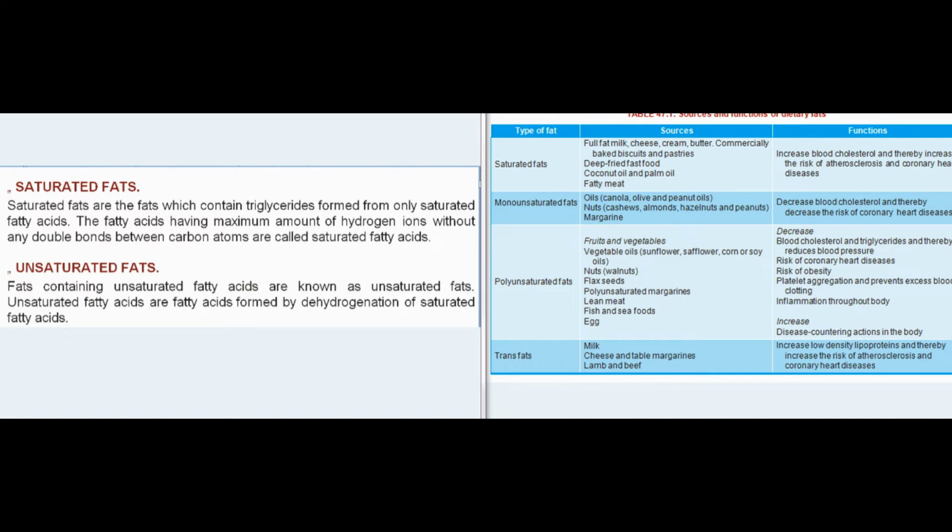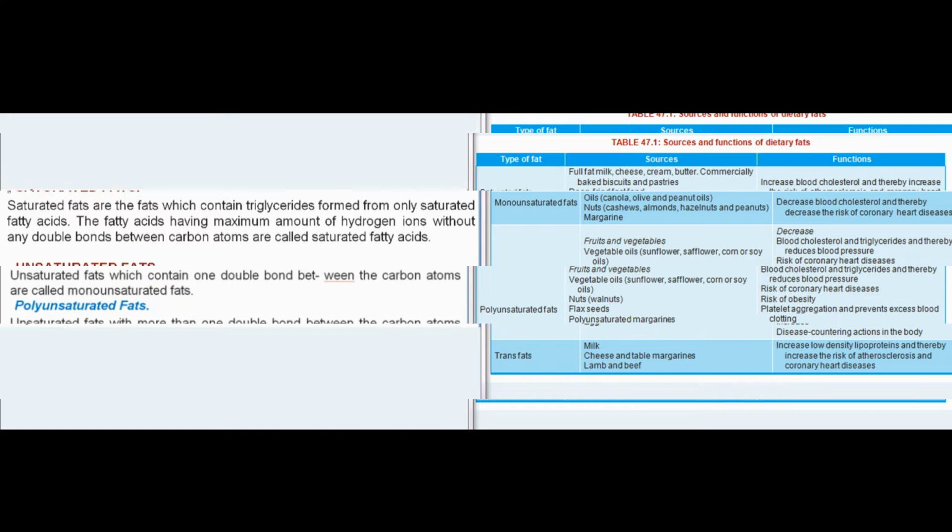Saturated fats. Saturated fats are the fats which contain triglycerides formed from only saturated fatty acids. The fatty acids having maximum amount of hydrogen ions without any double bonds between carbon atoms are called saturated fatty acids. Unsaturated fats. Fats containing unsaturated fatty acids are known as unsaturated fats.